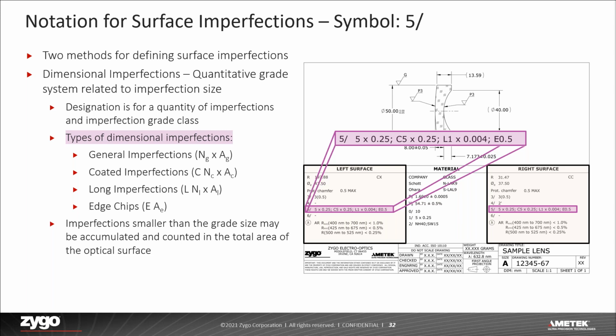You may also have long imperfections on a surface. The qualifier of the L means that the grade of an imperfection is greater than 2 millimeters long. The last type of surface imperfections noted here are edge chips. These are specified with the preceding E. The value is the depth into the optical part from the edge that chips are allowed.